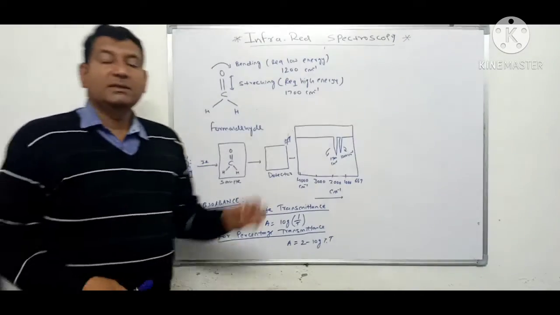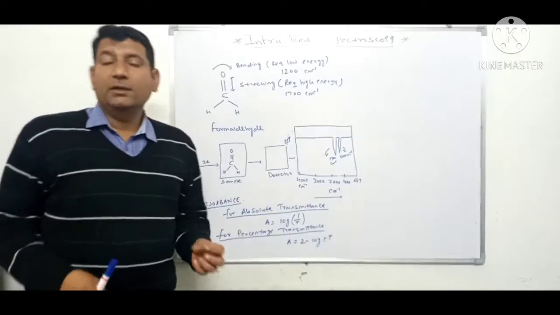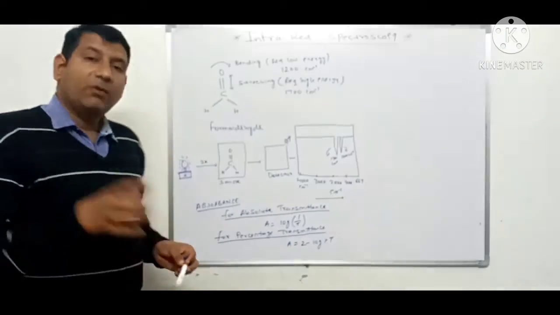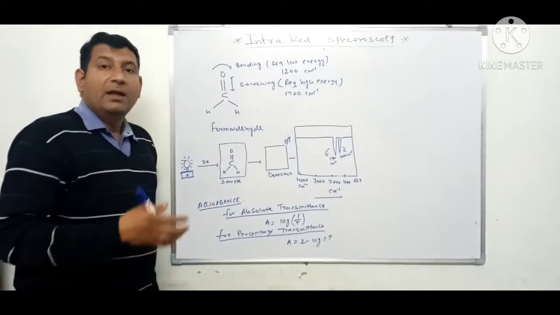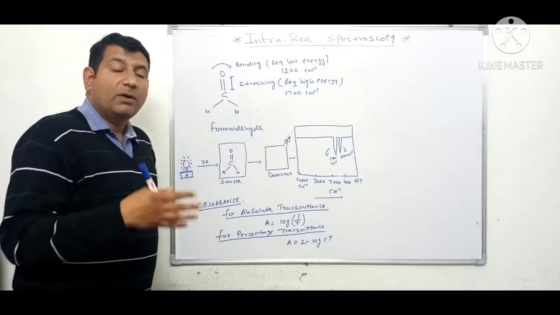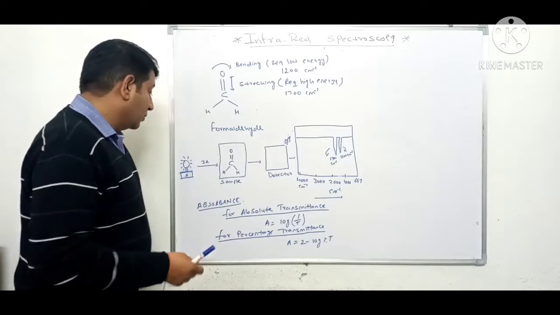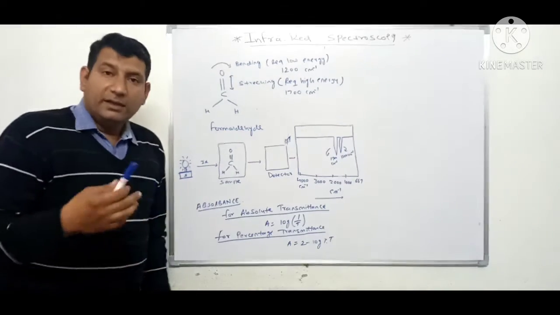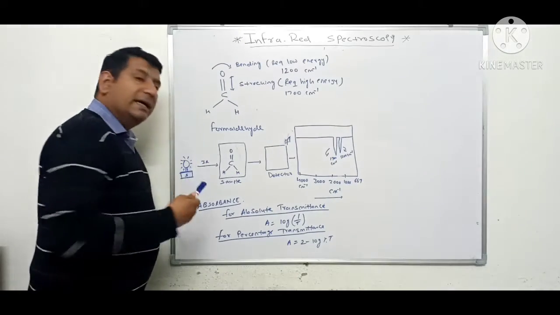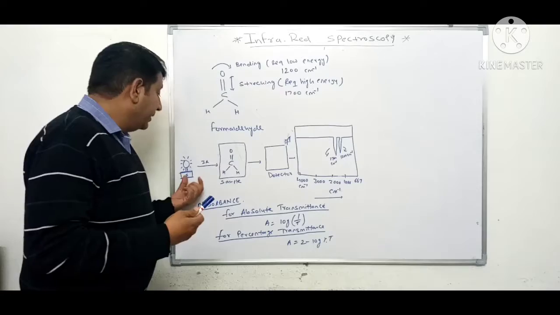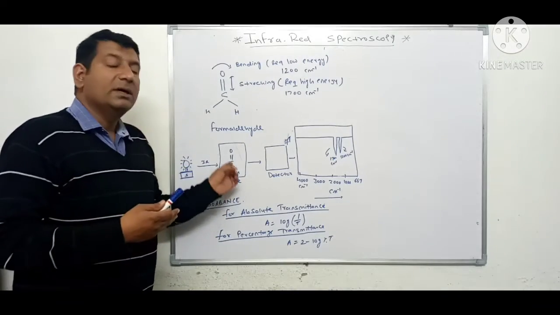Now when this sample is allowed to absorb IR radiation, or when IR radiation falls on the sample, what happens, let us study. Now this is our sample which is taken inside the curved sample holder. After some time we will discuss the various different types of sampling techniques in IR spectroscopy. Now this is our IR source. There are various types of IR source in IR spectroscopy. So this IR source emits IR radiation, and this IR radiation enters into the sample.